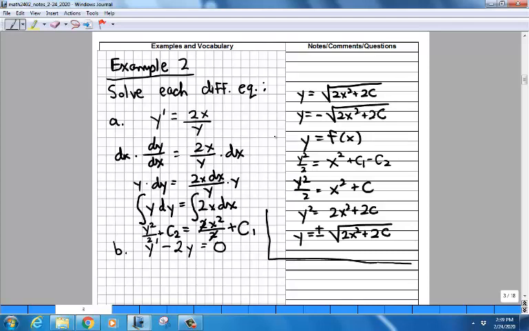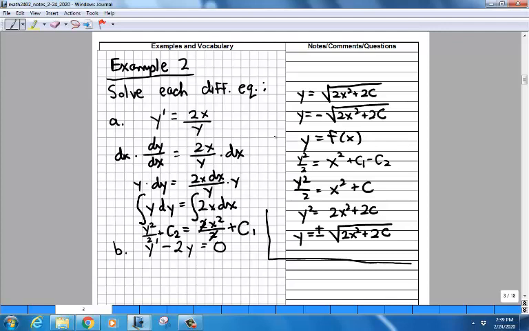But the key step is separating the variables, all right? Separating the variables. So I wanted to get all the x's, including dx, on one side, all the y's, including dy, on the other side, okay? That's the key thing. Let's try this one, or at least get started on this one.